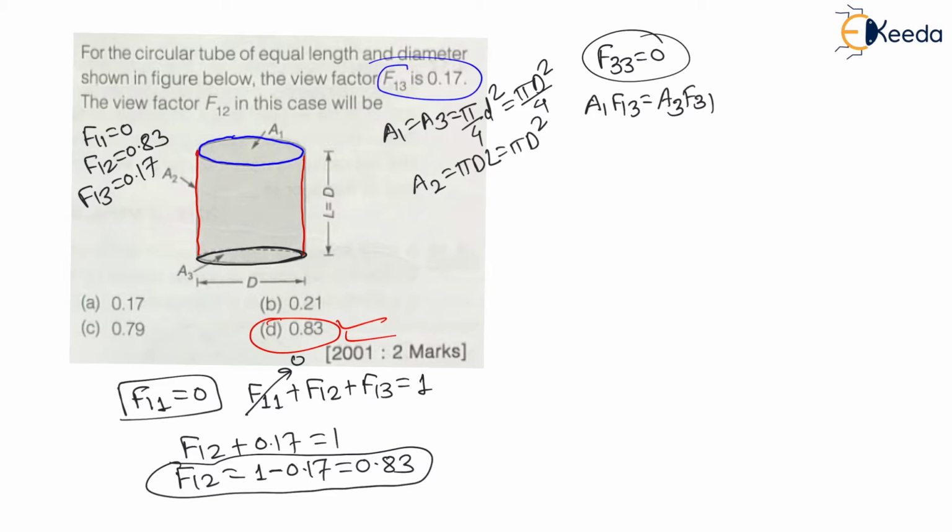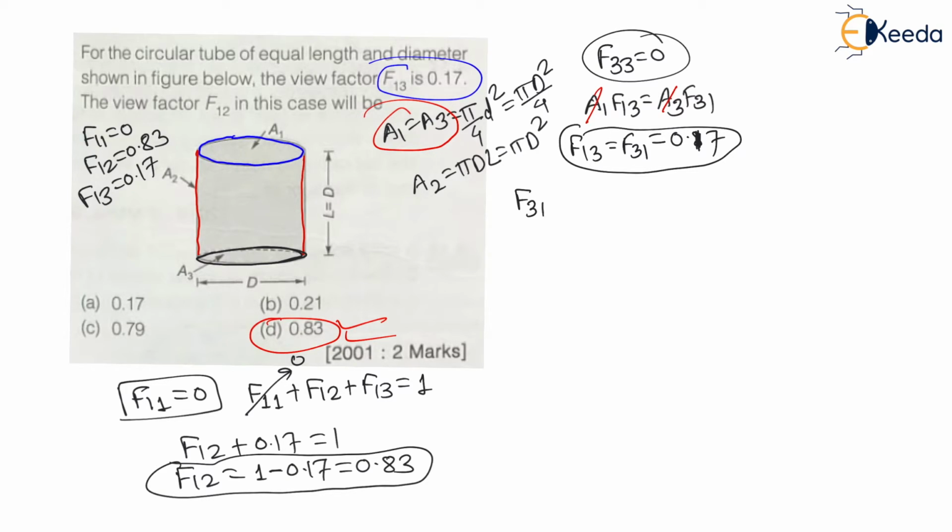Now, here both are circular areas. Both areas A1 is equal to A3. Already we have seen, right? Therefore, A1, A3 will get cancelled. Therefore, here F1 to 3 is equal to F3 to 1, which is nothing but 0.17, right? Therefore, again, my dear students, for surface 3, use the addition law.